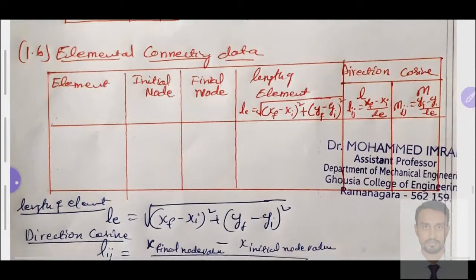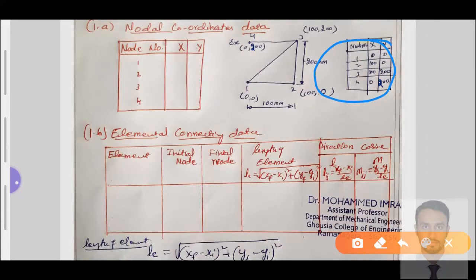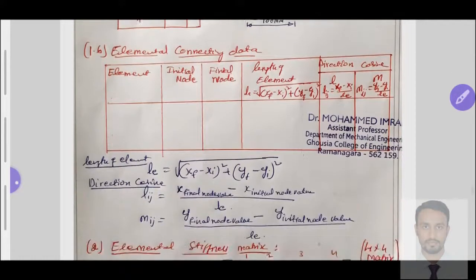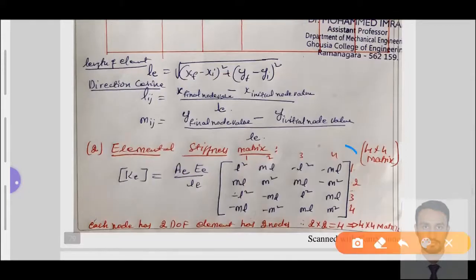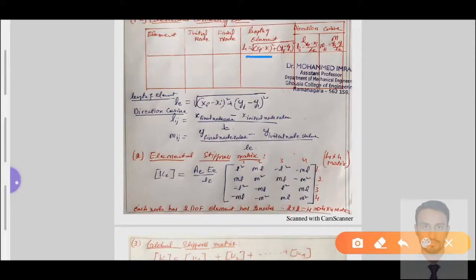Here we need to tabulate. We have these equations, again in elaborated form. We'll not use the nodal coordinate tabular column now. We'll use the elemental connectivity data here to get the elemental stiffness matrix, which is very important. You can see here we want the length of the element for element number 1, element number 2, element number 3. We need to find these separately, as we did in the bars problem.